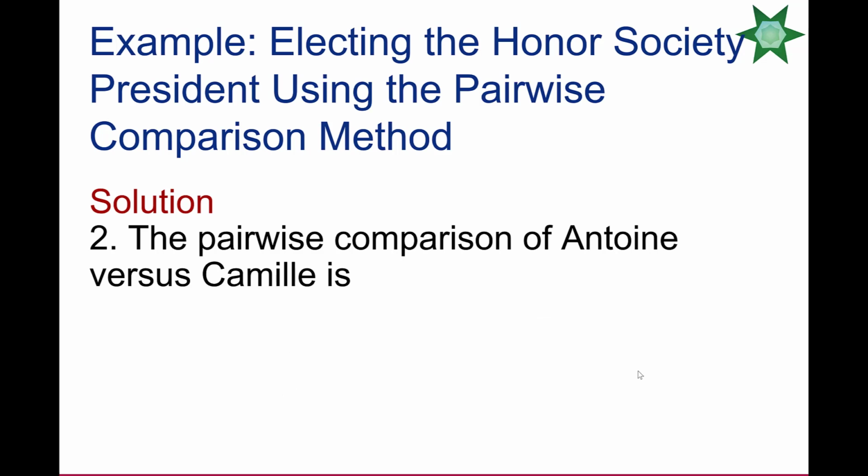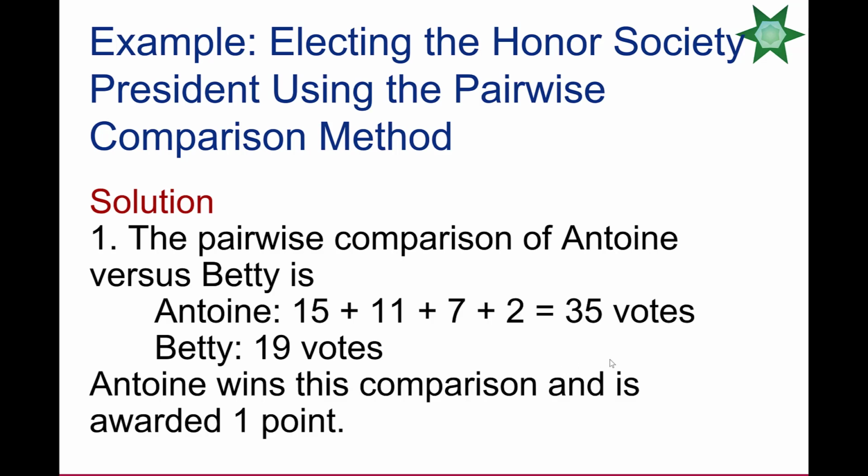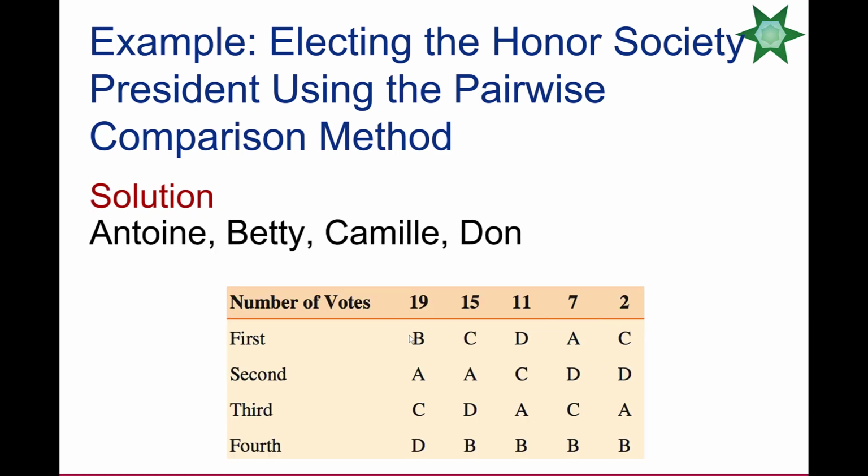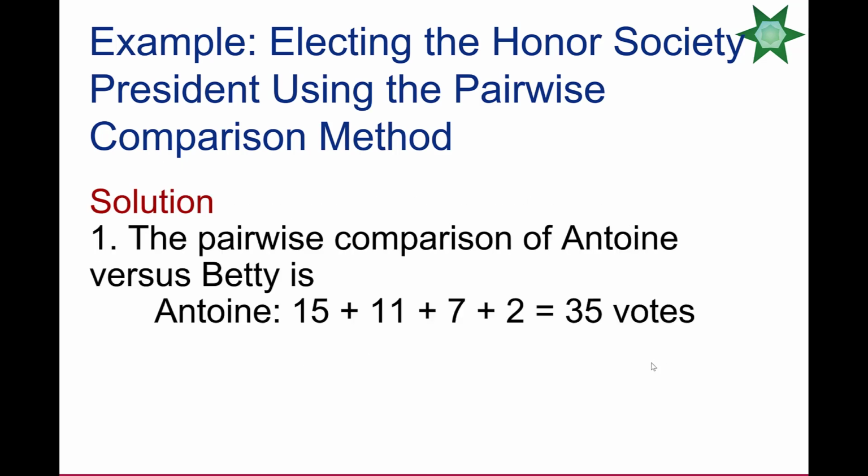If we now go and compare Antoine to Camille, I'm going to go back just for a second to explain to you how we're comparing. Let me go back to the comparison table. So we're looking here and we're saying who wins each time. So we're comparing Antoine to Betty. So in this column, Betty wins. Betty has more first choice votes than Antoine. If we look in the second column, Antoine has a higher level of votes than Betty. So Antoine wins this column, and this column, this column, and this column. And that's basically how you do the pairwise comparisons.